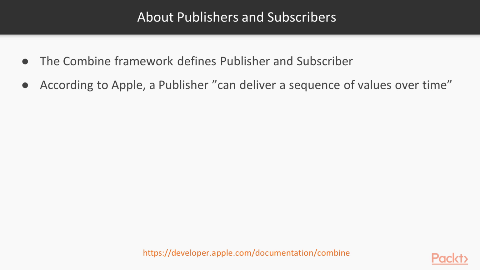And according to the Apple documentation, a publisher, for example, can deliver a sequence of values over time. Now, let's look at this statement carefully. Over time already suggests an asynchronous nature. That means that Combine and also reactive programming in general works best if you have problems that are of asynchronous nature, like button clicks, events that are triggered by the user, or networking and stuff like that. Then whenever a value changes or a sequence of values is gathered, this publisher lets its subscribers know.